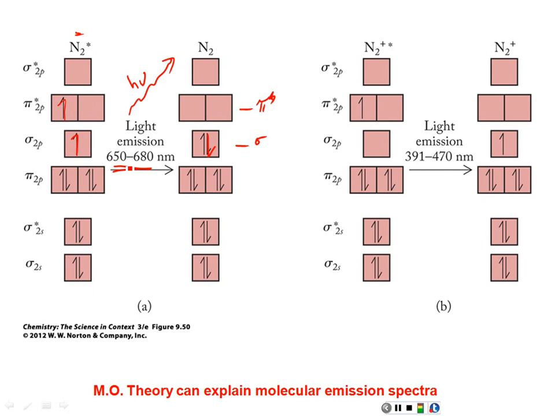N2 plus can also do this. There's one less electron in N2 plus, but the transition is the same. But now you see that the energy level is higher. Again, you have an electron in an excited state, and it relaxes down to a lower energy state, and it gives off energy that corresponds to the difference between those two states.